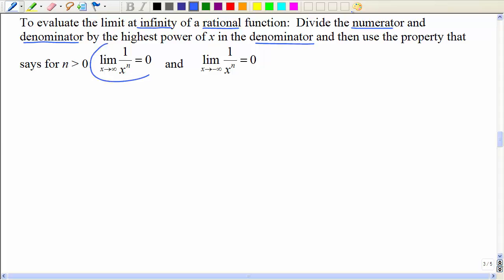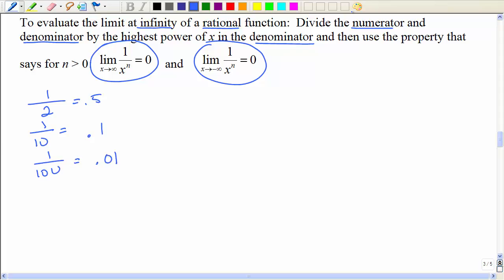Right? And we're going to use this idea that when you have 1 over x or 1 over x to a power, as x gets really large, that fraction gets really small. So just think about 1 over 2 is 0.5. 1 over 10 is 0.1. But when you start getting bigger numbers in the denominator, the fraction just keeps getting smaller. Alright, and so we're saying that as x gets really large, this value has a limit of 0.